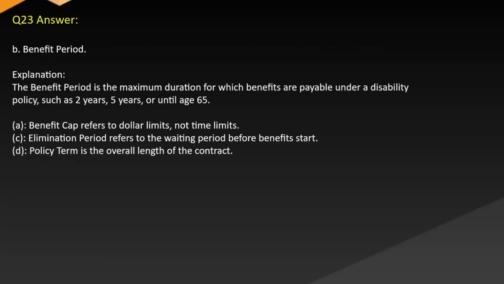Answer: B. Benefit period. Explanation: the benefit period is the maximum duration for which benefits are payable under disability policies, such as 2 years, 5 years, or until age 65. A. Benefit cap refers to dollar limits, not time limits. C. Elimination period refers to the waiting period before benefits start. D. Policy term is the overall length of the contract.